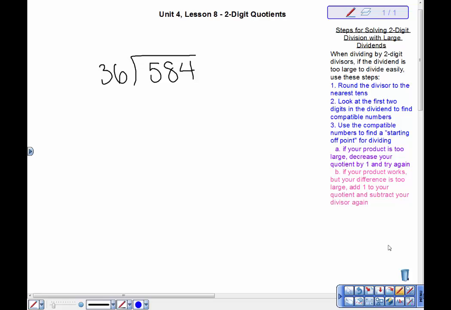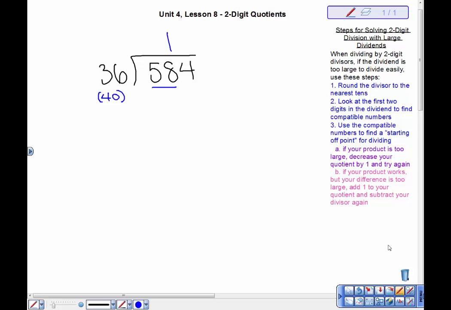Same thing, 36 knocks on the door, 58 answers. So this one's pretty easy. I already know that 36 is smaller than 58, so I absolutely can take 36 away at least one time. If I do some mental math, I can round 36 to 40. I know that I can take 40 away from 58 just once, because if I tried to do it twice, I would need 80. So I can take 36 away one time.